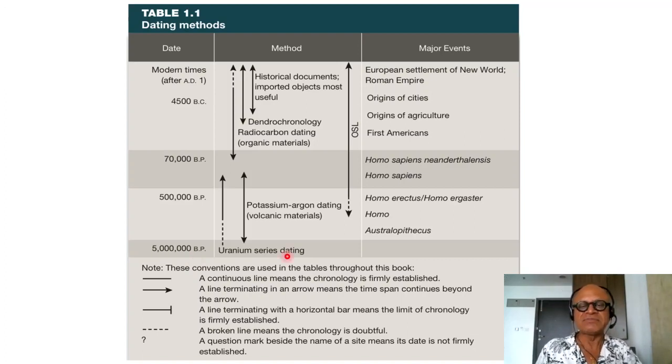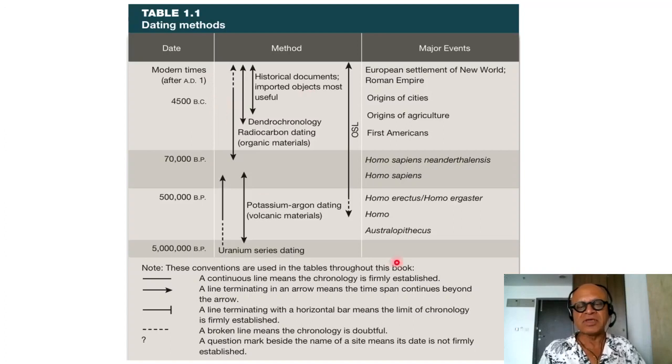So uranium series dating happens here. The methods involved are things like potassium-argon dating, which is used in volcanic materials; dendrochronology, which is tree rings; radiocarbon dating, which is C14, so that's in organic materials; and historical documents, such as imported objects, most useful for much closer times.